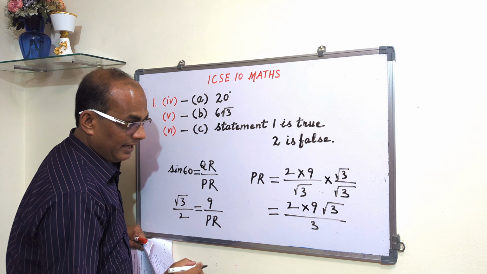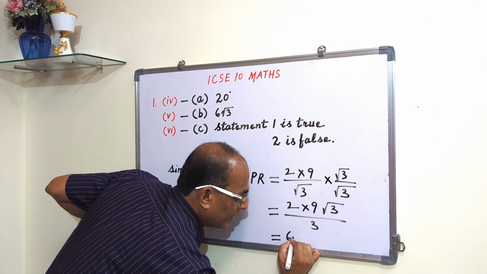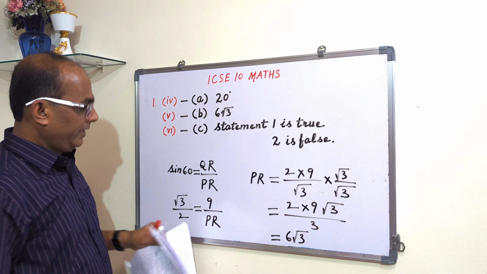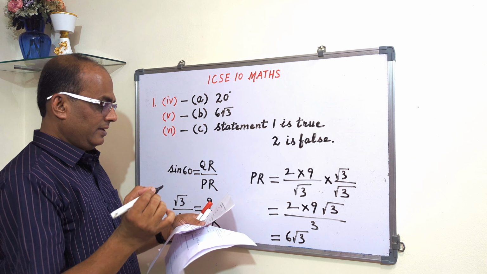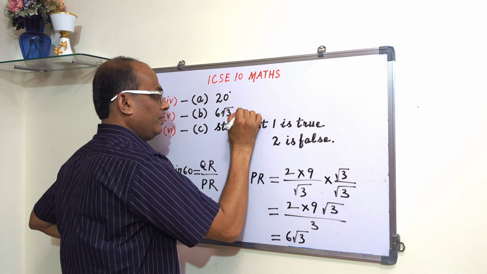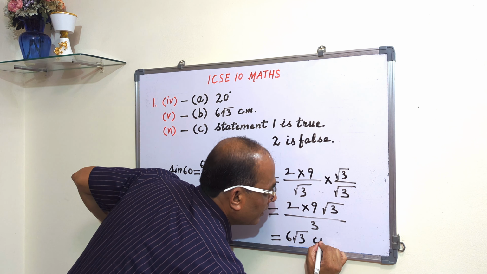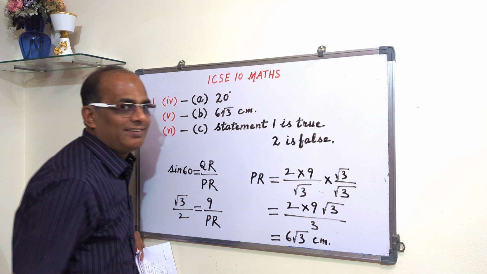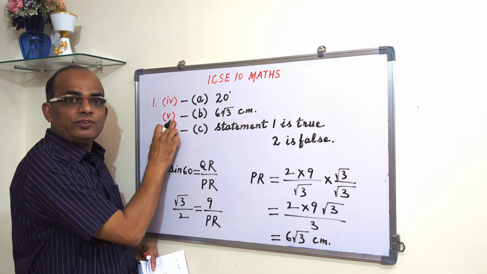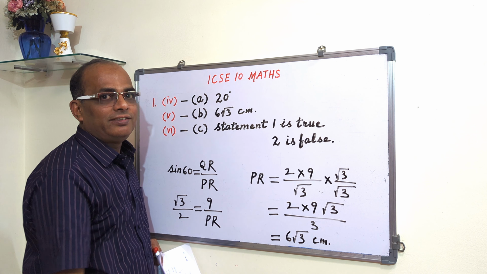Now 3 3s are 9. So 3 2s are 6, and we are getting 6 root 3 centimeter. 6 root 3 centimeter. Fine. This is the answer, and the option is option B. So for the fifth sub question of the first question, option B is correct, which is 6 root 3 centimeter.